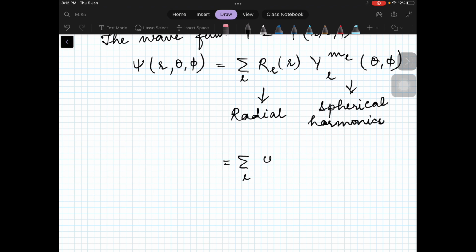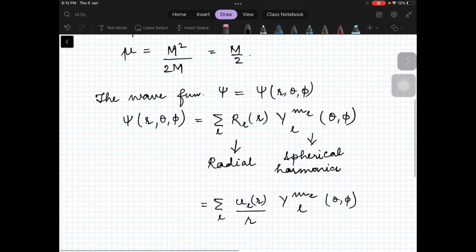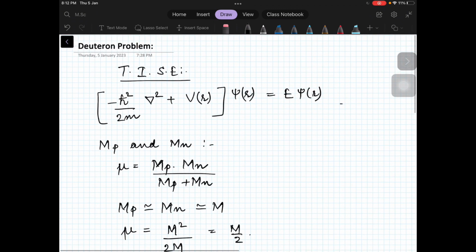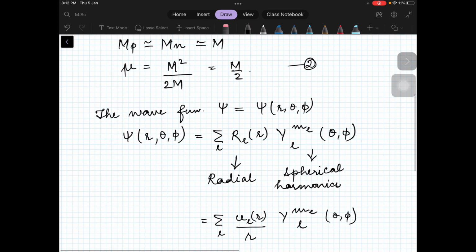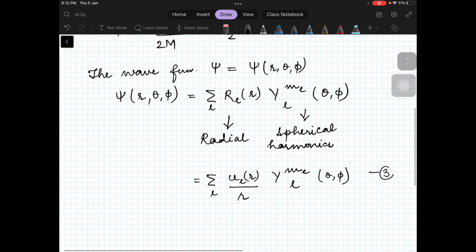u_l(r) over r times Y_lm(theta, phi). Now we would be using this value. Let us name this as equation 1, this as equation 2, and this as equation 3. Now we'll use equation 3 in equation 1.